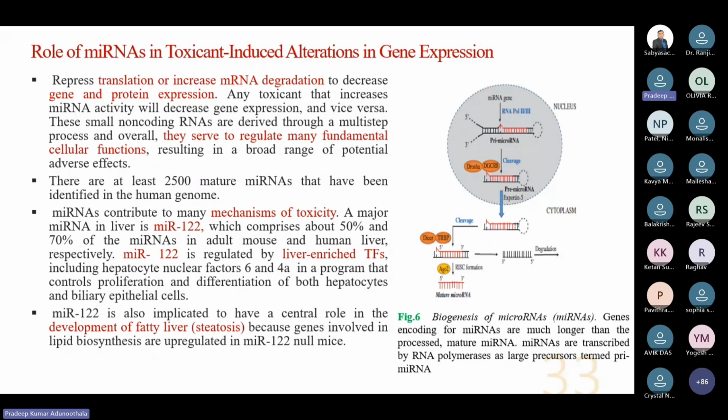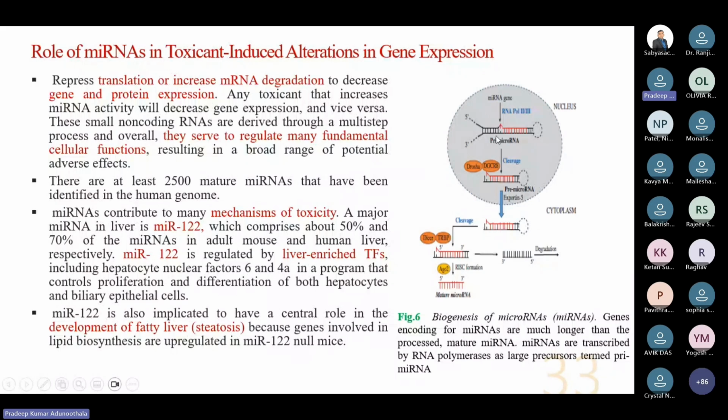miR-122 is regulated by liver-enriched transcription factors, including hepatocyte nuclear factor 6 and hepatocyte nuclear factor 4A, a program that controls proliferation and differentiation of both hepatocytes and biliary epithelial cells. This miRNA is also implicated in a central role in the development of fatty liver and cirrhosis, because genes involved in lipid biosynthesis are upregulated in miR-122 null mice.